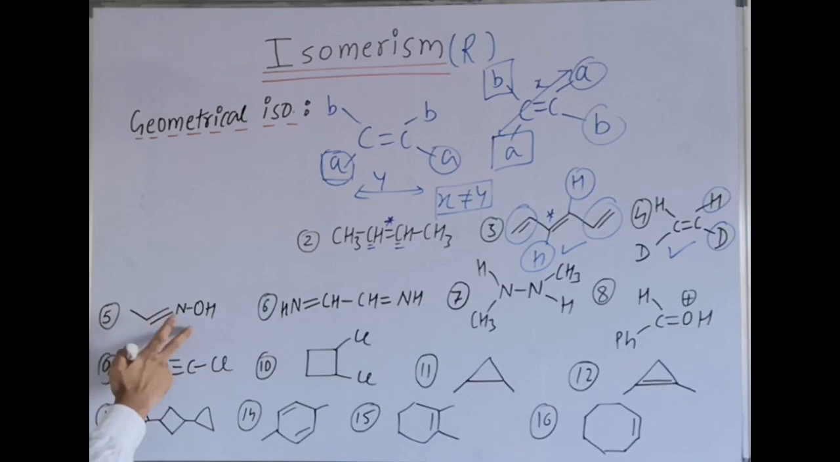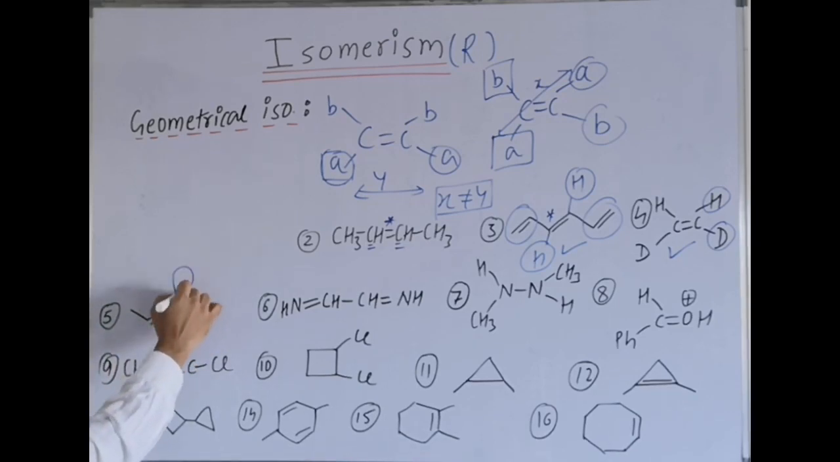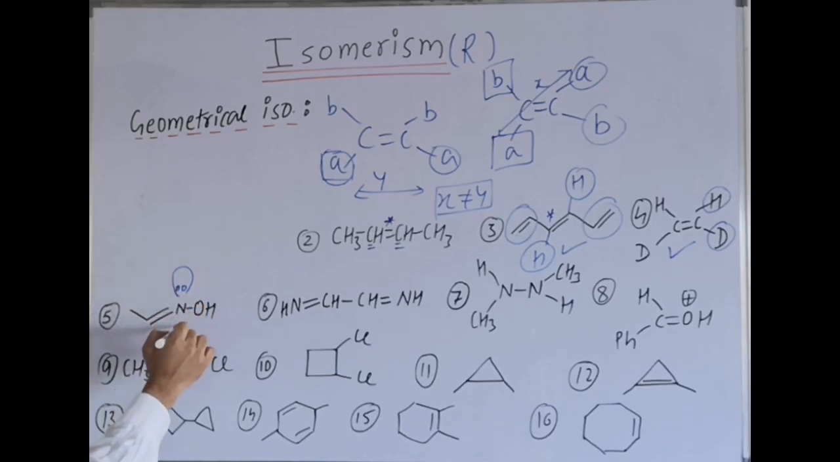and two different groups, with the right side nitrogen, one is OH. So remember it, one is lone pair, one is bond pair. It is also treated as two different groups. Carbon contains hydrogen and methyl, two different groups. This will participate in GI.